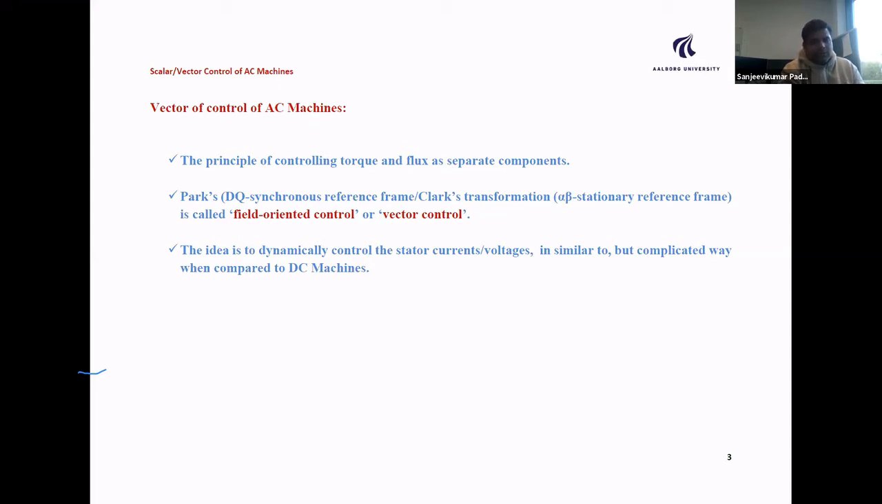In this case, if you control the D, you can control the flux. If you control the Q, you can control the torque. Similarly, if you control the beta, you can control your torque. Alpha, you can control your flux. So this is the idea, a simple idea, but it looks simple while the implementation is complex.